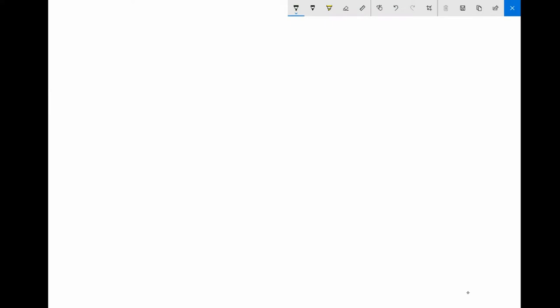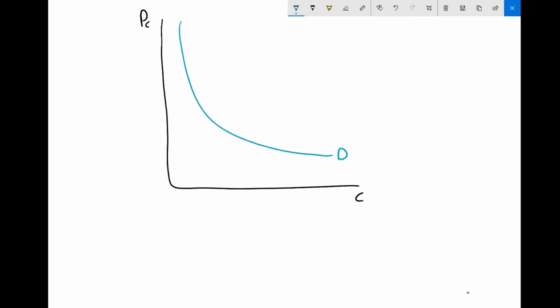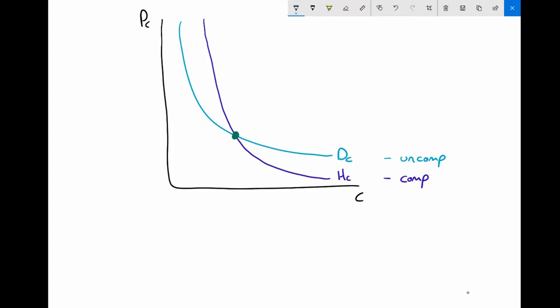Now, I could just plot those two different demand functions to give us an illustration of what it would look like. So here's coffee, price of coffee. Light blue here is going to be the demand curve for coffee, that means uncompensated. And then this purple is going to be the compensated. They will intersect at a single point. So these are two different demand functions. They exhibit the same characteristics. They're both downward sloping. That means there's an inverse relationship between price and quantity. The higher the price, the lower the quantity.